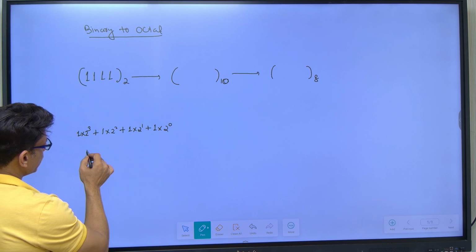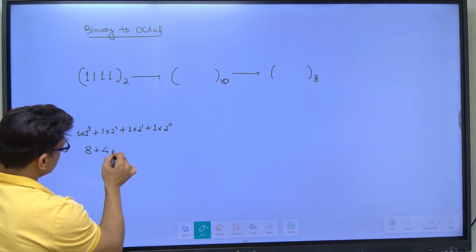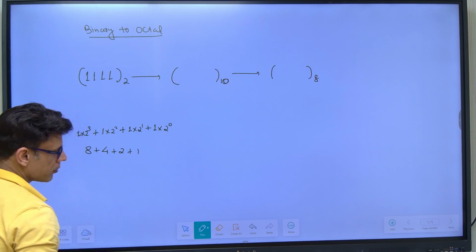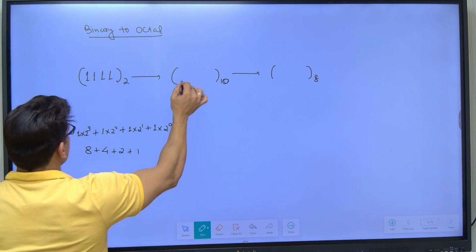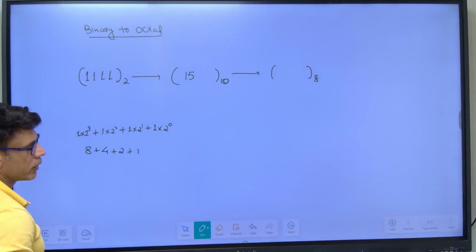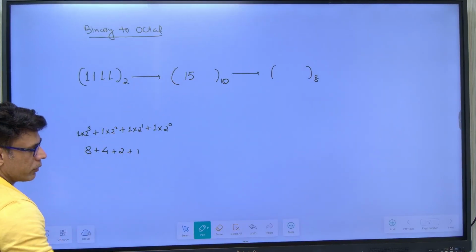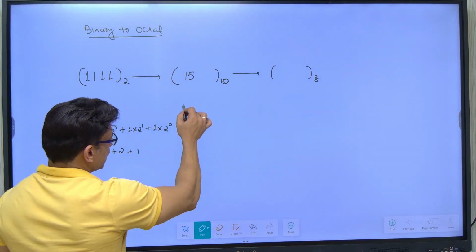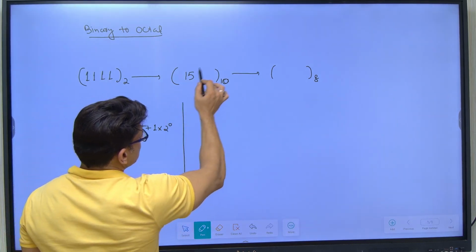Now 2 cube is what? 8. 2 square is 4, 2 and 1. Now this is equal to what? 15. Now you converted this number into decimal, which is equal to 15. Now you have to convert this number from decimal to octal.